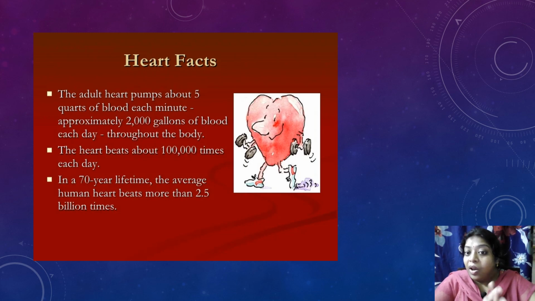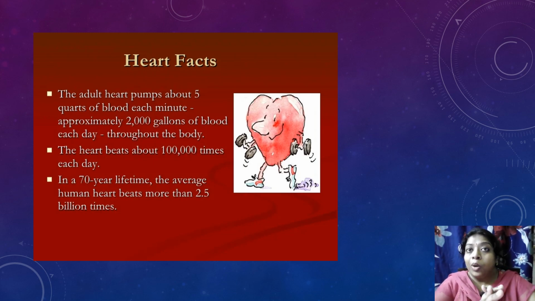And the average male heart will weigh around 280 to 340 grams. And of course, when you talk in ounces, it is 10 to 12 ounces. And in females, what is the weight? In females, it is around 230 to 280 grams, which is exactly 8 to 10 ounces.